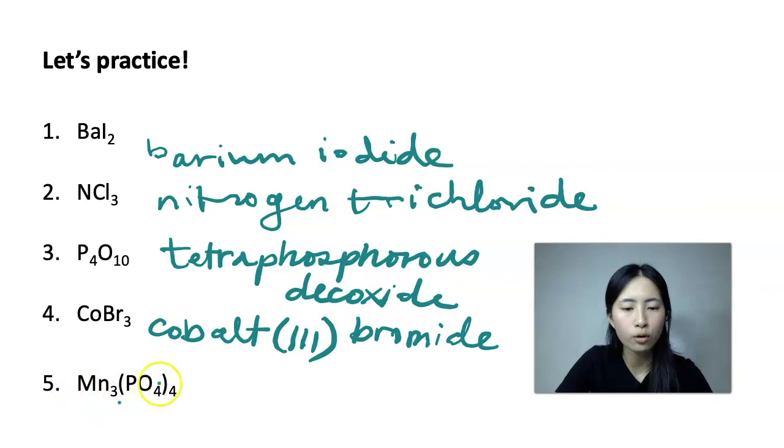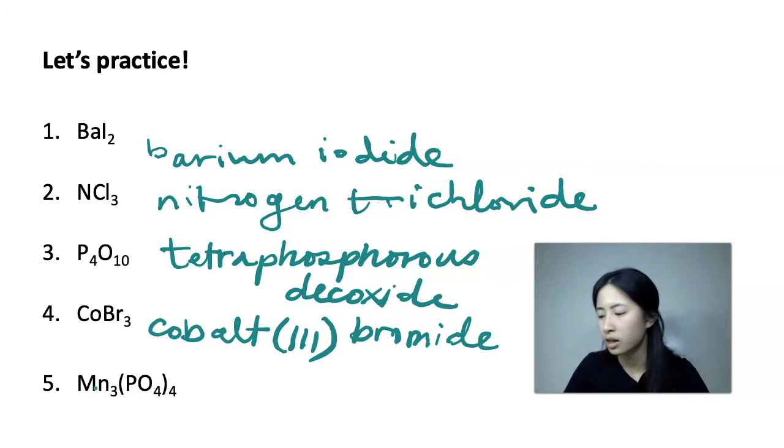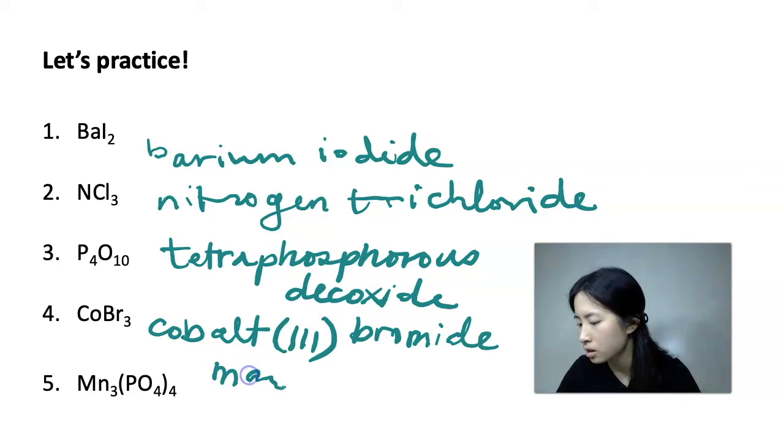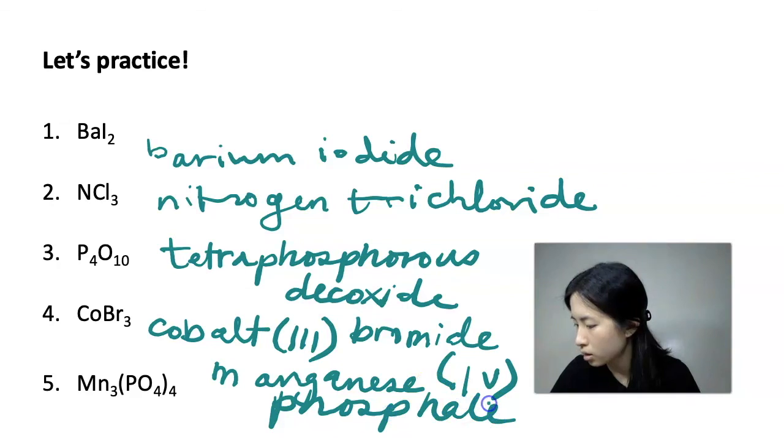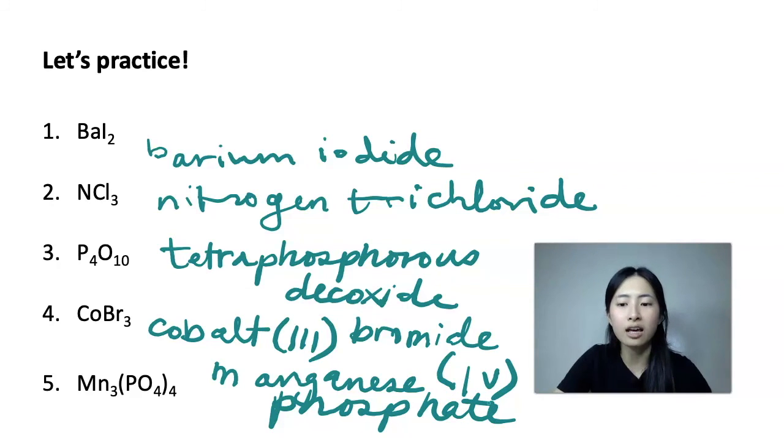Moving on to Mn3(PO4)4, since this is an ionic compound, therefore we need to cross over their oxidation numbers. So we know that manganese has a charge of +4, while phosphate has a charge of -3. Therefore, this is manganese(IV) phosphate. Or we can say that this is manganic phosphate.